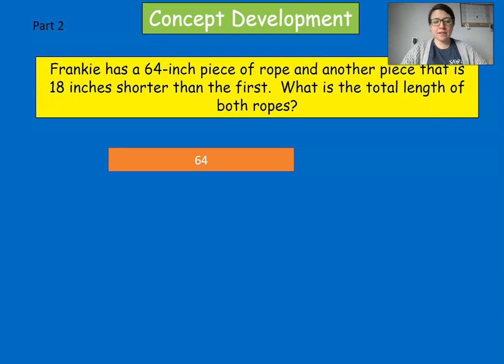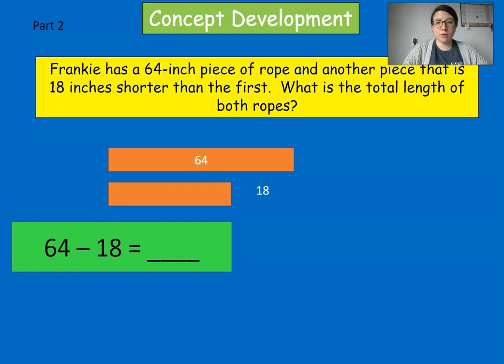So we have the 64 inches. We know that the other rope has to be 18 inches shorter, but we don't know how long that rope is yet. How can we figure out how long that rope is? Good, we want to find the difference. So let's do 64 minus 18. Pause and solve for that, to figure out how big the second piece of rope is.